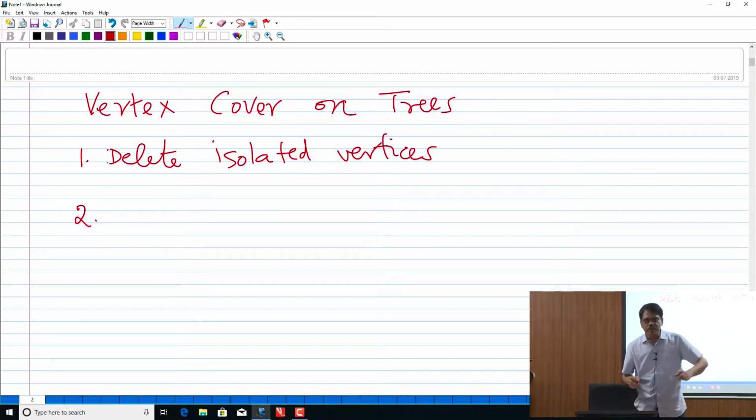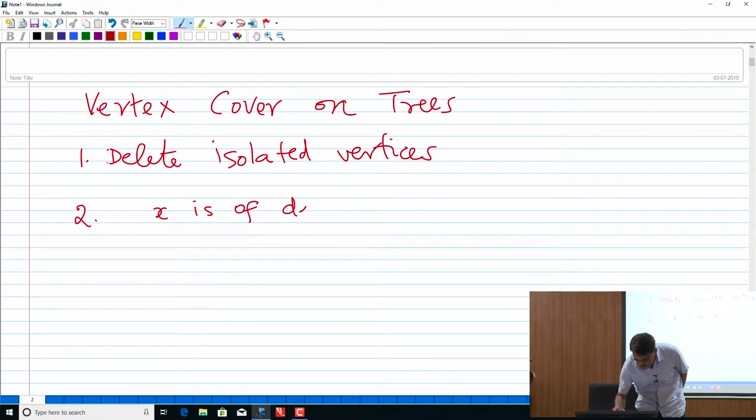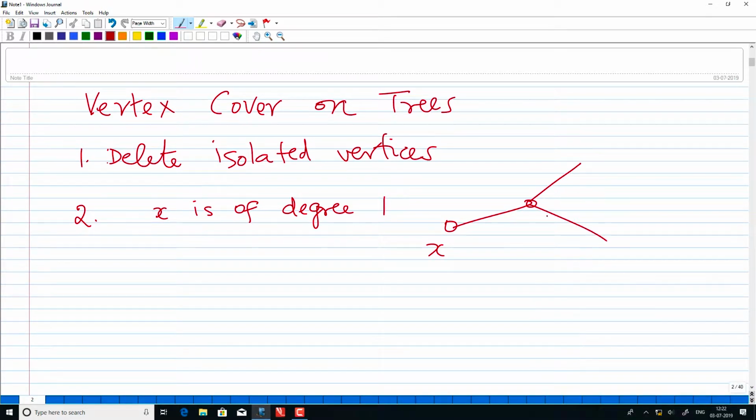So now the rule he is saying is the following. Suppose you have a degree 1 vertex. What does that mean? So you have vertex x, which has only one neighbor, y, and there may be other things going on here, but x has exactly one neighbor. Can you come up with some heuristic? You are trying to find a minimum vertex cover. So what can I do? Take y. Is everyone clear on this?